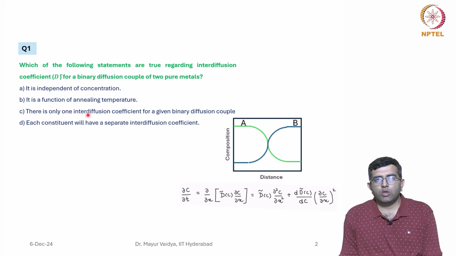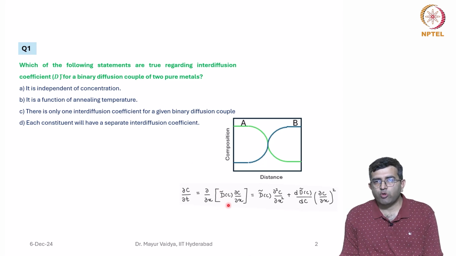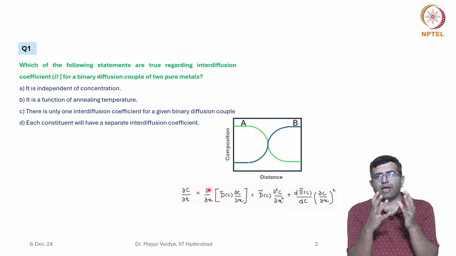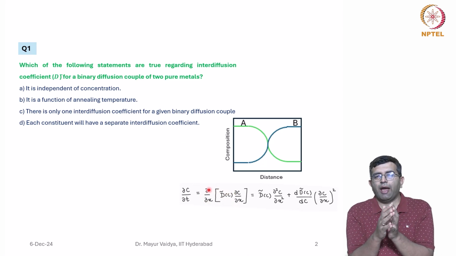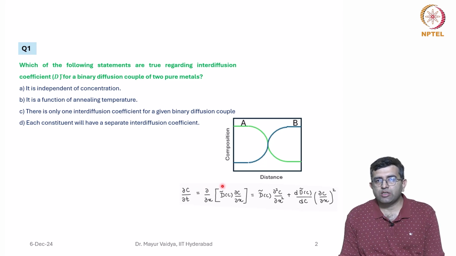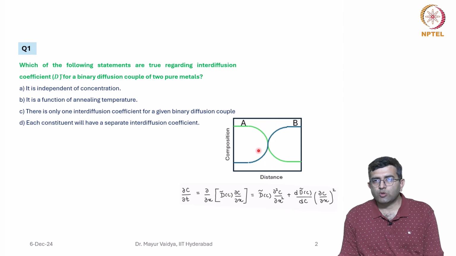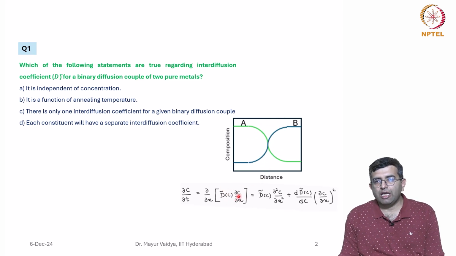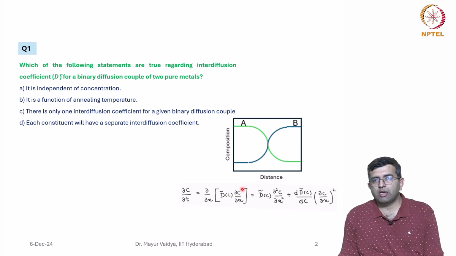Now, the third option: there is only one interdiffusion coefficient for a given binary diffusion couple. We will also elaborate on this later in one of our lectures, but what we have seen in this week is, yes, there is only one interdiffusion coefficient. The fact that we call it interdiffusion, and the rate at which this intermixing happens, is what is measured by this interdiffusion coefficient. So, there is only one interdiffusion coefficient for the AB system. We do not write D tilde A or D tilde B, we just write D tilde, or D tilde AB if we want to indicate the system.